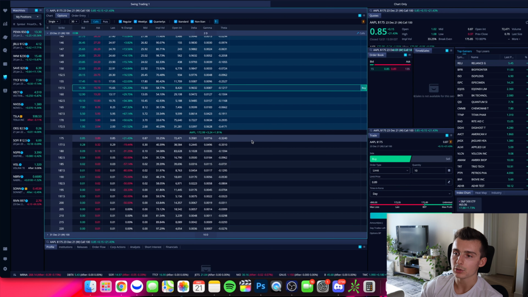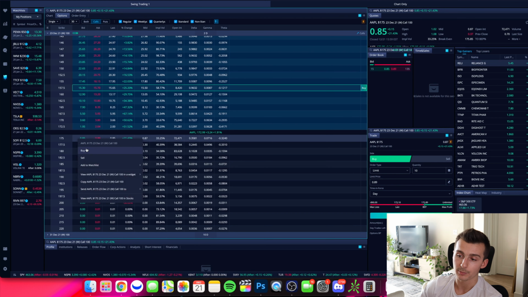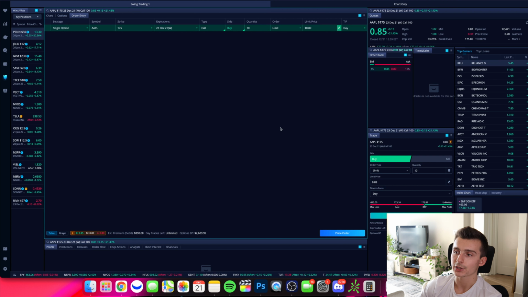And now what I'm going to do is go over to the order entry. Okay, so I can even right click or control click and click on buy. Now it'll take me to the order entry. So we'll walk through how you can utilize this order entry and what this stuff means. Now there's a feature in the bottom left called the graph. Huge and major key. Take a look.